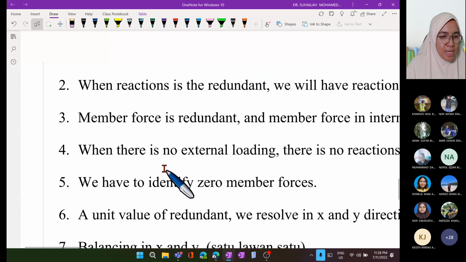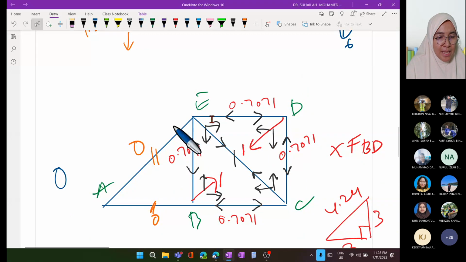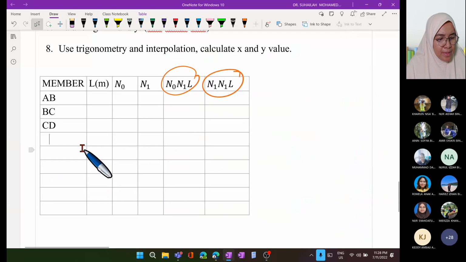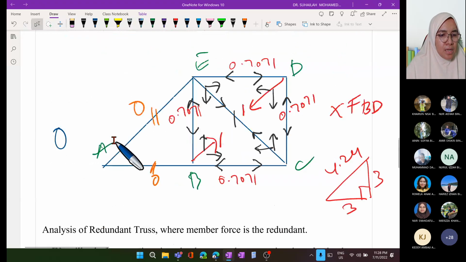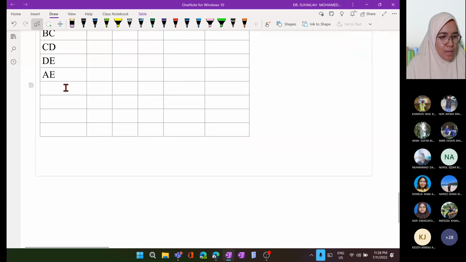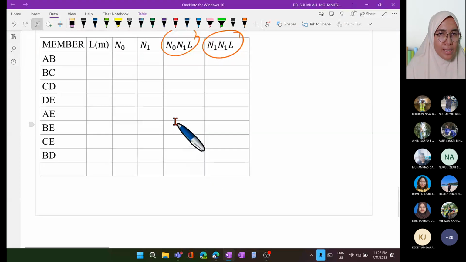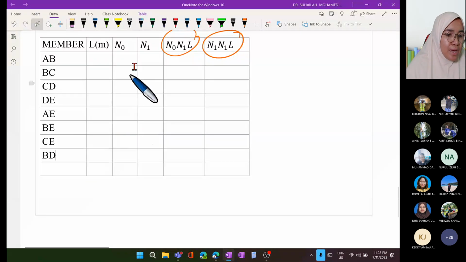AB, BC, CD, DE, AE, BE, CE, and the redundant member is BD. We have to list all the member forces, including the redundant one, in the actual system. So these are all the members.